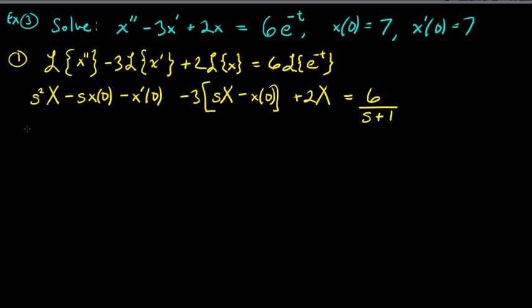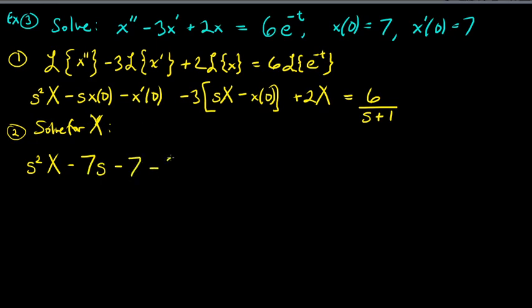Okay. All right. So step 2, we want to solve for capital X. I know I should do that, but all right, capital X, good enough, right? And so before I try to do that, I'll just leave this as s squared times X minus s times x of 0, but x of 0 is 7. So that's minus 7s. And then minus another 7, because x prime of 0 is also 7.